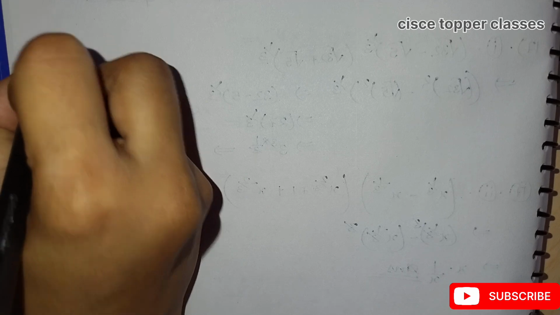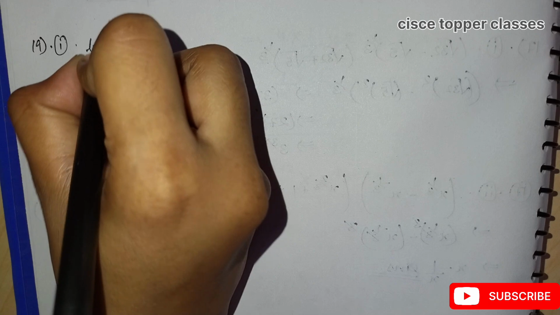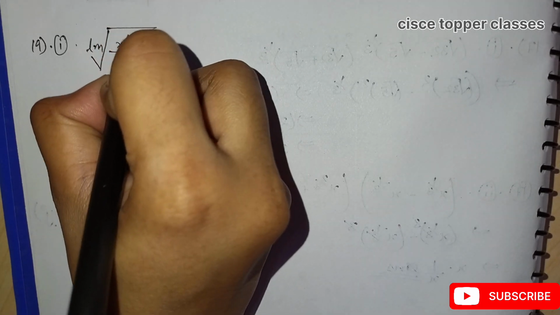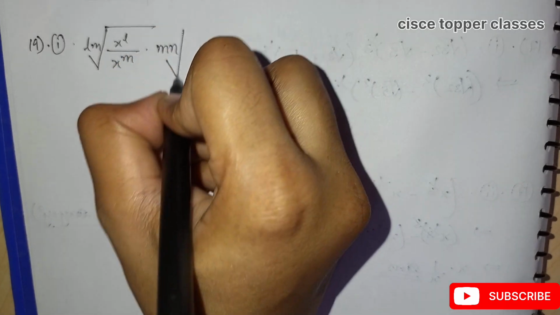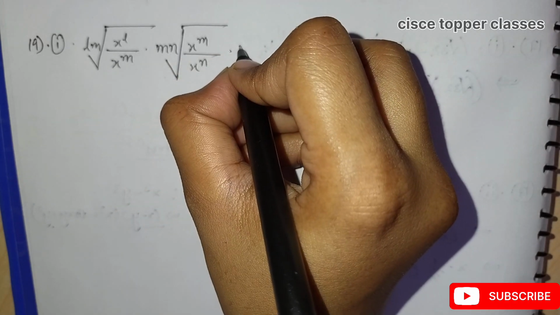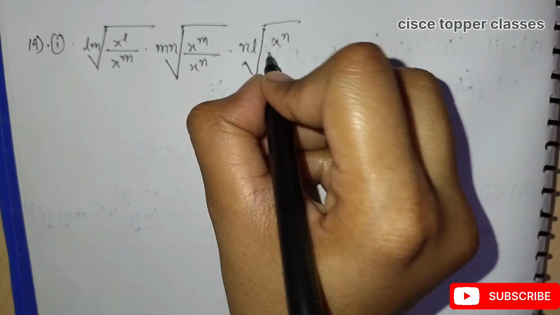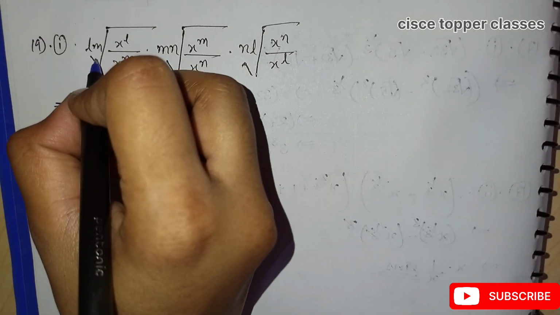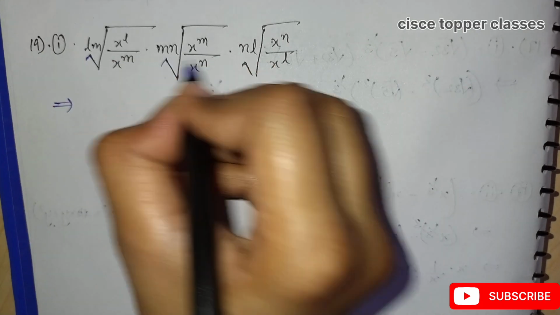Now let us solve the 19th first part, which is the square root of x^l divided by x^m, to the power 1 by lm, multiplied by the square root of x^m divided by x^n to the power 1 by mn, multiplied by the square root of x^n divided by x^l to the power 1 by nl. So simply, firstly we will write it in a simple form. lm is the power here, given as 1 by lm. In the under root it is given, so it is written like this.